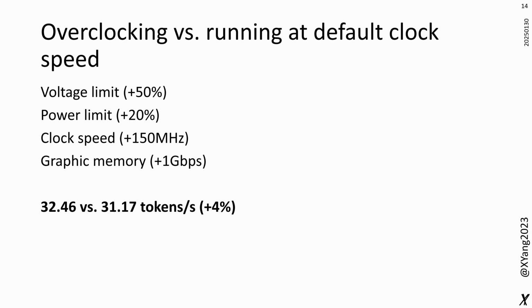As seen in the external screen capture, with overclocking, the tokens per second increased to 32.46 from 31.17 when running at the base clock, a 4% improvement. The downside of overclocking is that the system can become unstable. I think a better approach would be to purchase factory overclocked versions of the Intel Arc B580, such as the ASRock Steel Legend.